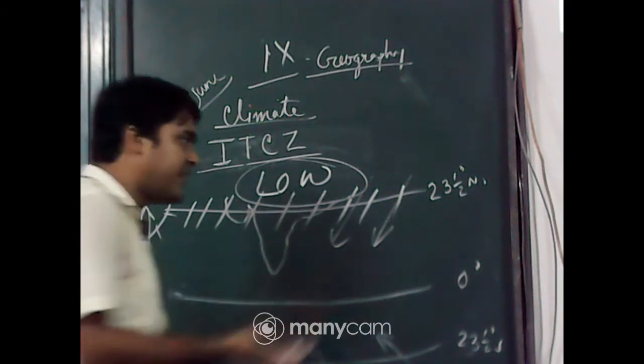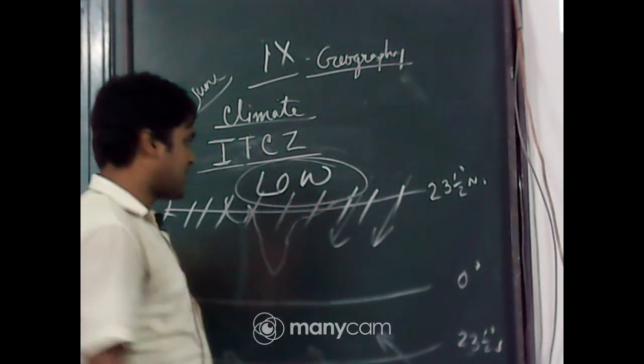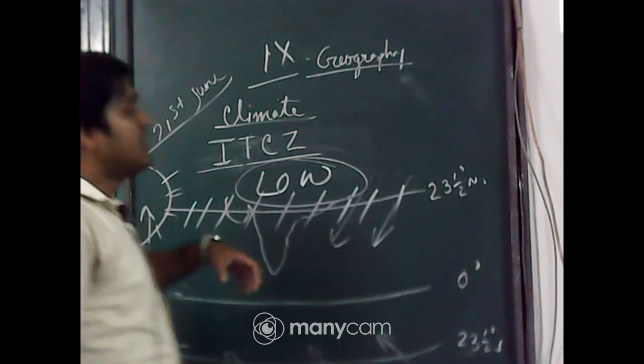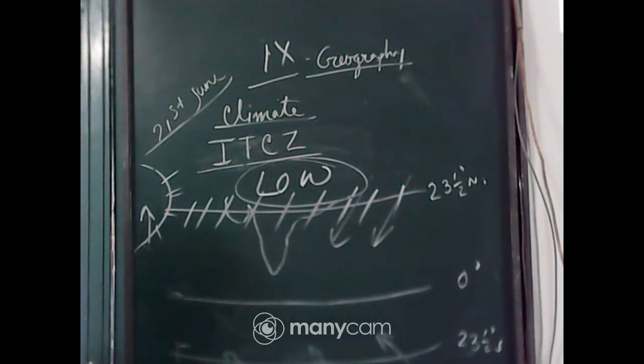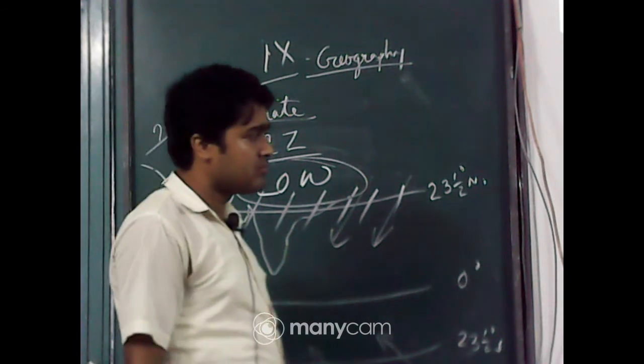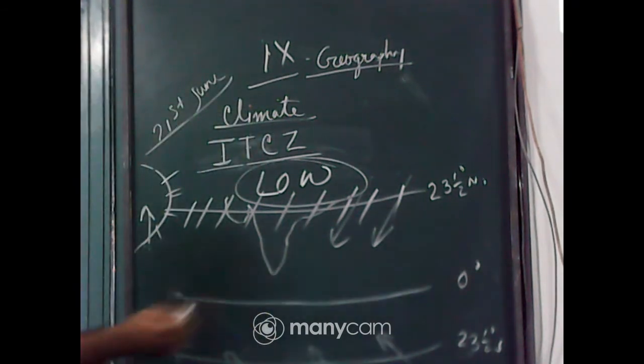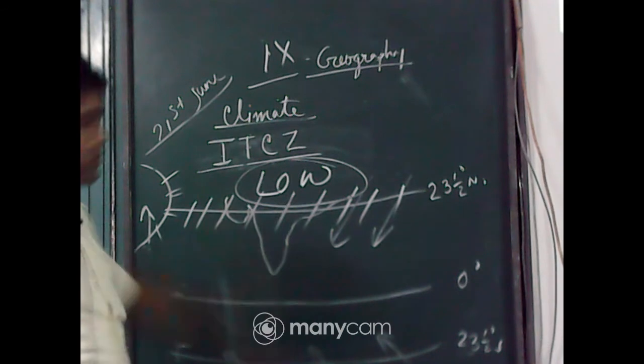And why low pressure area? Temperature is also very high, because the sun is vertically situated on that area. Sunlight also falls here directly. Clear? Very simple. If you listen carefully, you can understand.